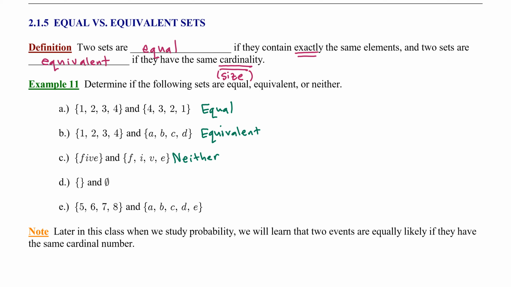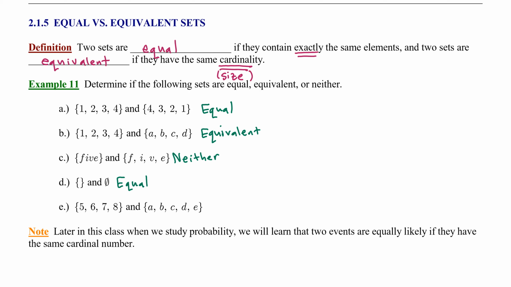In example D, we have the empty set as denoted with a set of curly braces and the empty set as denoted with a 0 with a slash through it. Those are identical sets. We're just looking at two different ways to denote an empty set. So those are equal sets.